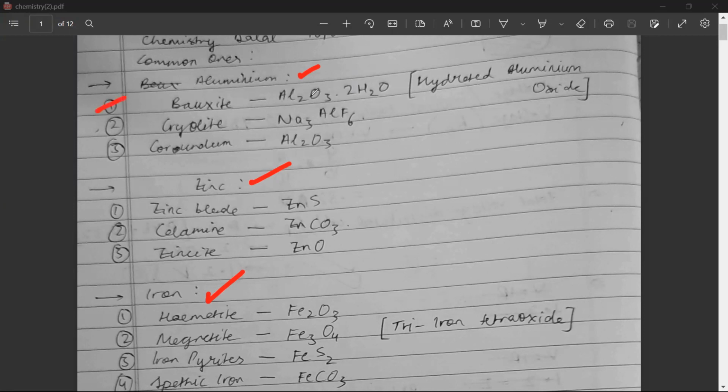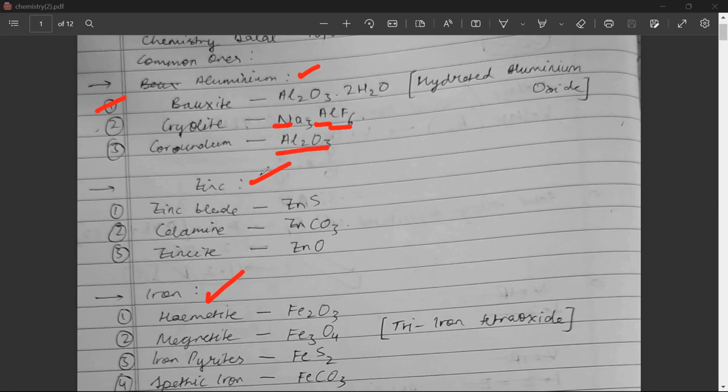Now bauxite's chemical formula is Al2O3.2H2O. It would be helpful if you note each one of these chemical formulas down, because they would ask in the exams what is the formula of, say for example, cryolite. So this would be Na3AlF6. In case they ask the chemical name for cryolite, it would be sodium aluminium fluoride. This is quite easy. All you need to do is mention the elements: sodium aluminium fluoride. Then you have corundum, which is Al2O3, and this is aluminium oxide.